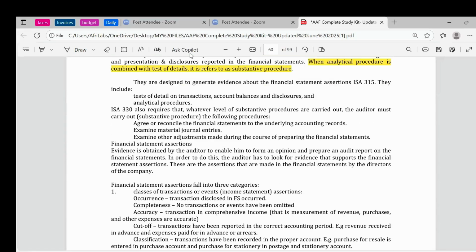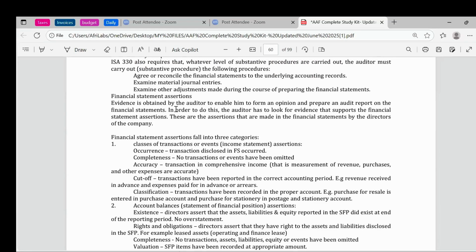Now, there are tests generated to gather evidence about the financial statement assertions, which are test of details on your transactions, on your account balances, on disclosures that you have made on the financial statements. Well, how do you do this? You carry out analytical procedure. So ISA 330 requires that whatever level of substantive procedure is carried out, the auditor must make sure that he agrees and reconciles the financial statements, examines journals and examines other adjustments.